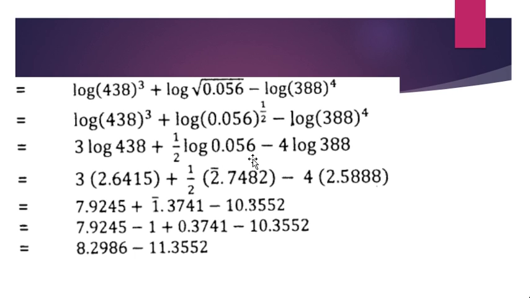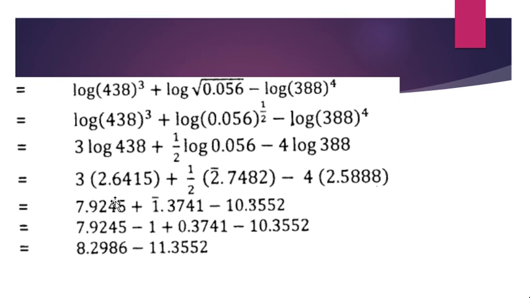In the same way, if I write 0.056 in the form of exponent, it becomes 5.6 into 10 raised to power minus 2. So minus 2 is my characteristic, and then for 5.6 I will use the calculator to find the value of the log, that will be equal to 0.7482. In the same way, we have 388. When I write it in index notation, it will be 3.88 into 10 raised to power 2, and that power 2 becomes the characteristic of that value, and then 0.5888 will be the answer of the log.